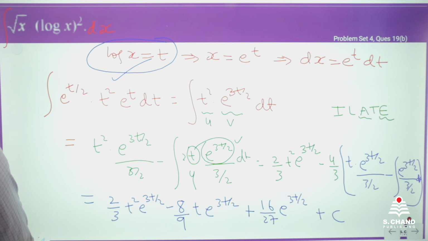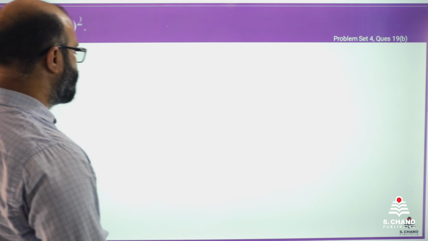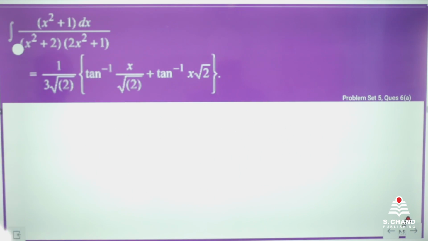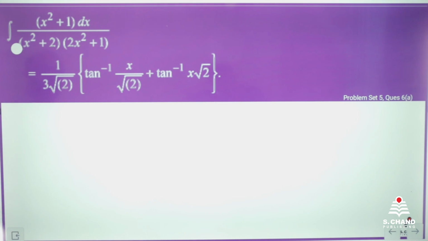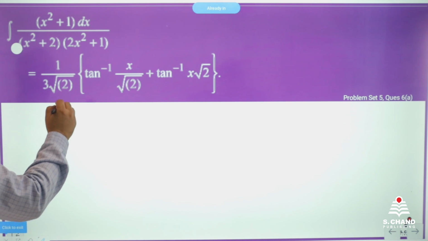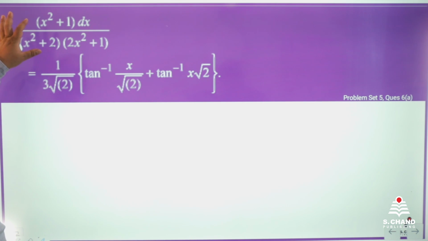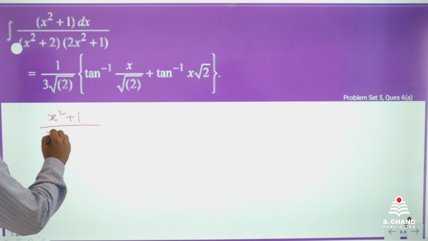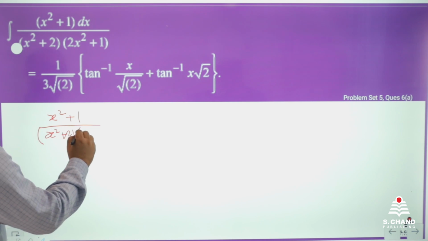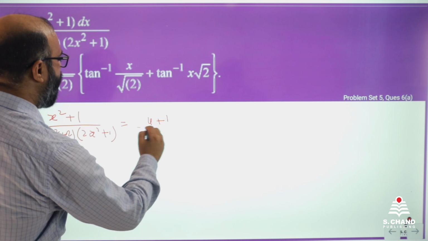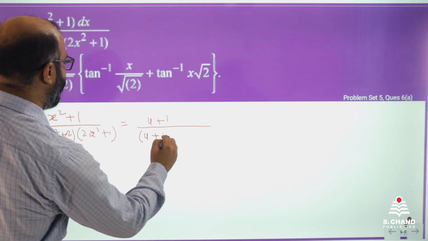Let us come to the next question. The next question here is integral of x square plus 1 by x square plus 2 into 2x square plus 1 dx. When you integrate it, it will be difficult to integrate as it is. So first take it outside and write x square plus 1 by x square plus 2. I'm not integrating it, I'm taking it outside, and I'm replacing x square by u. I'm not replacing x square by u inside the integration.